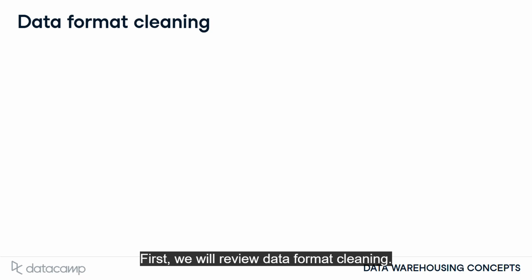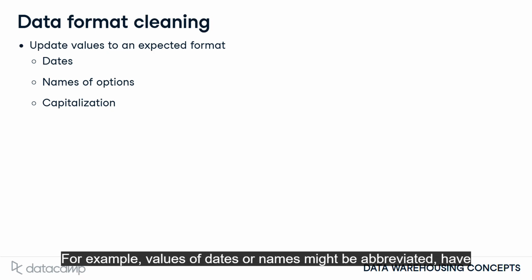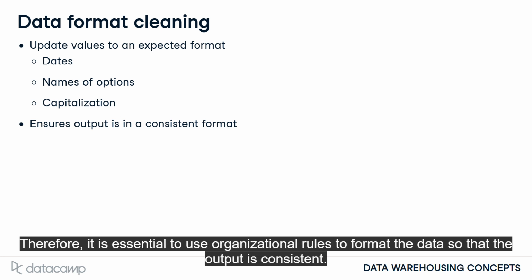First, we will review data format cleaning. The data warehouse receives data in all types of formats. For example, values of dates or names might be abbreviated, have different capitalization, or be formatted differently in the input sources. However, at the end of the transformation phase, we want clean and consistent data for the data warehouse. Therefore, it is essential to use organizational rules to format the data so that the output is consistent.